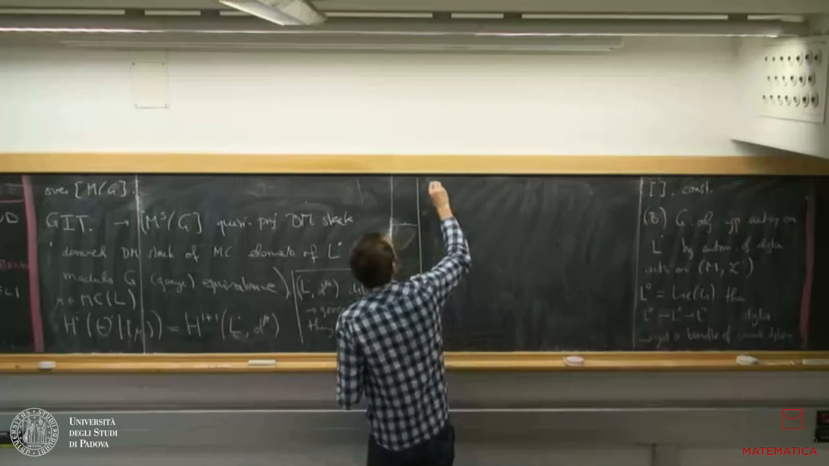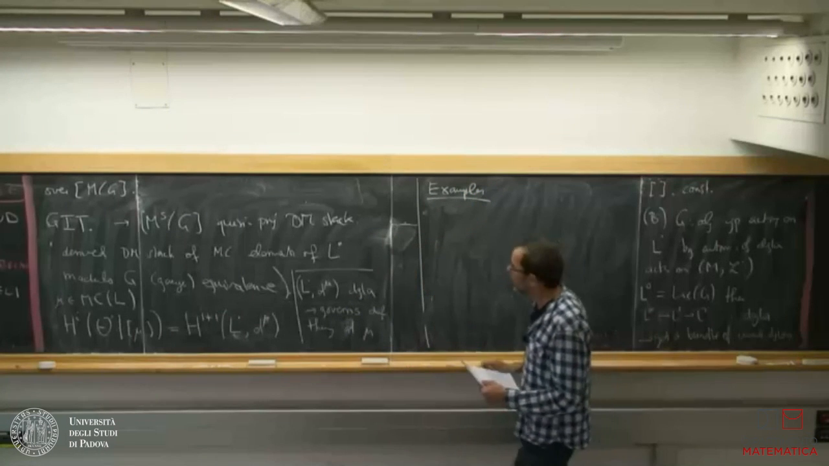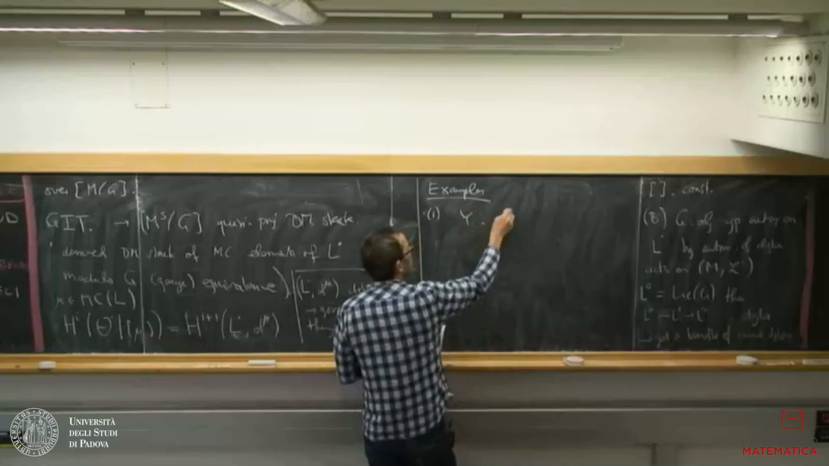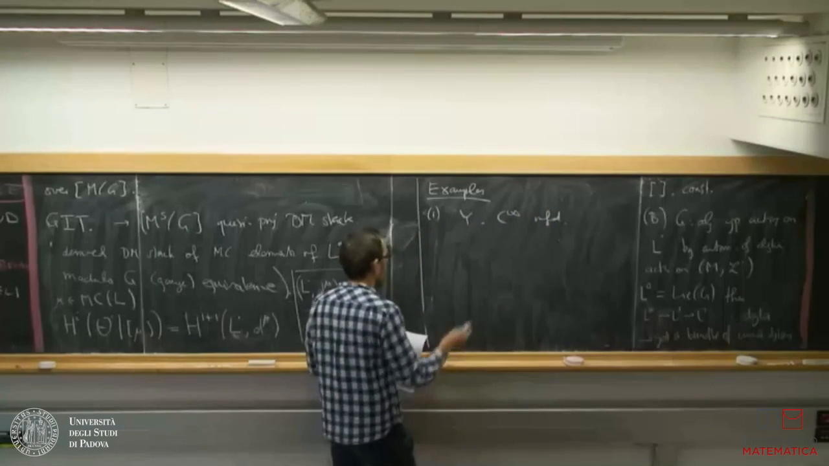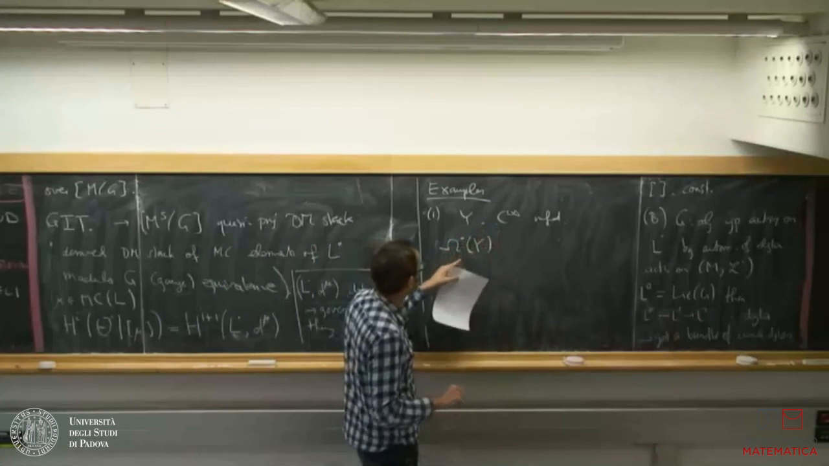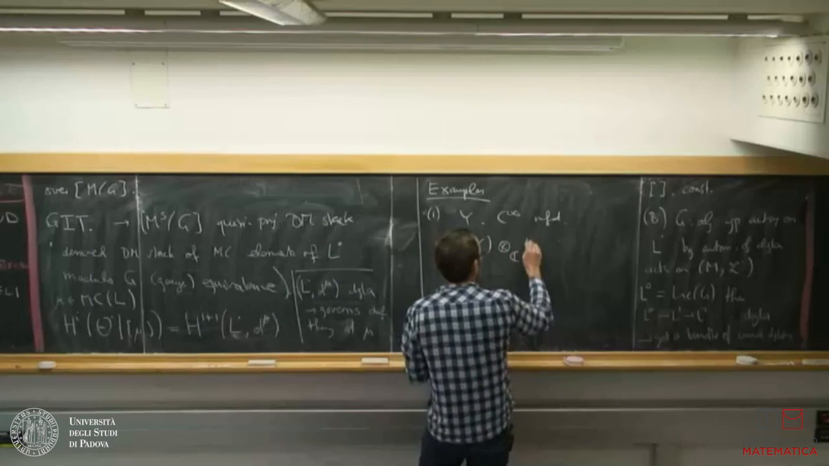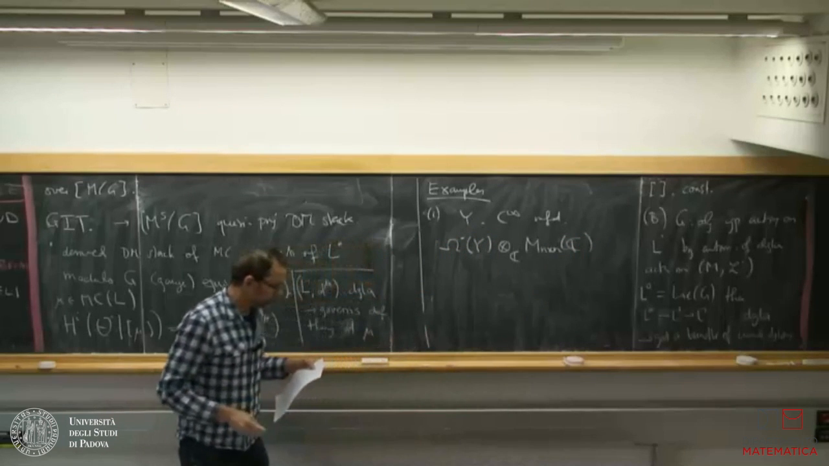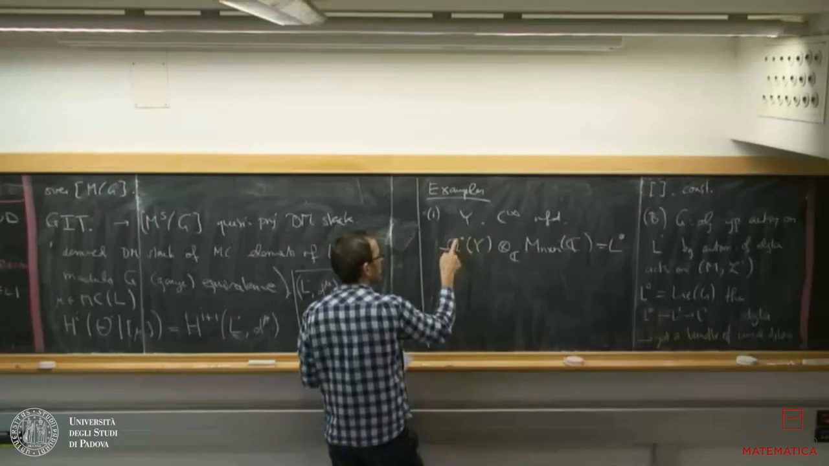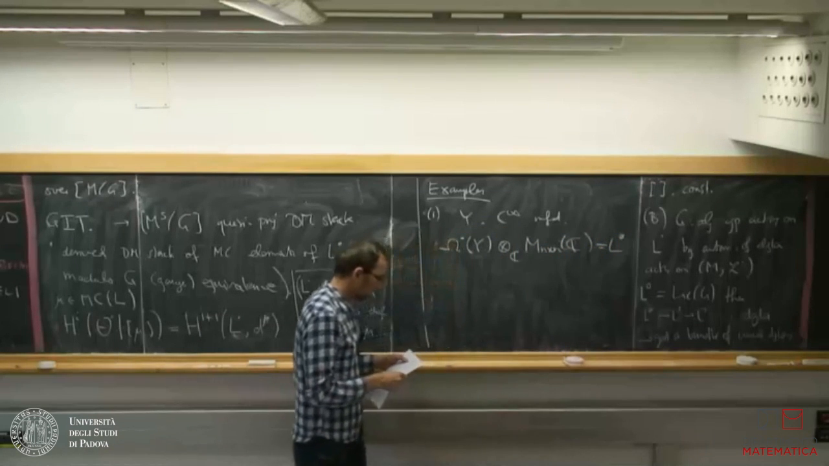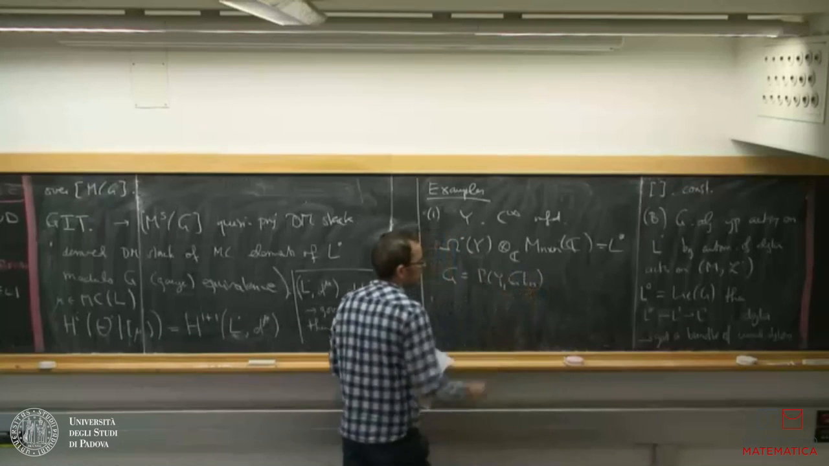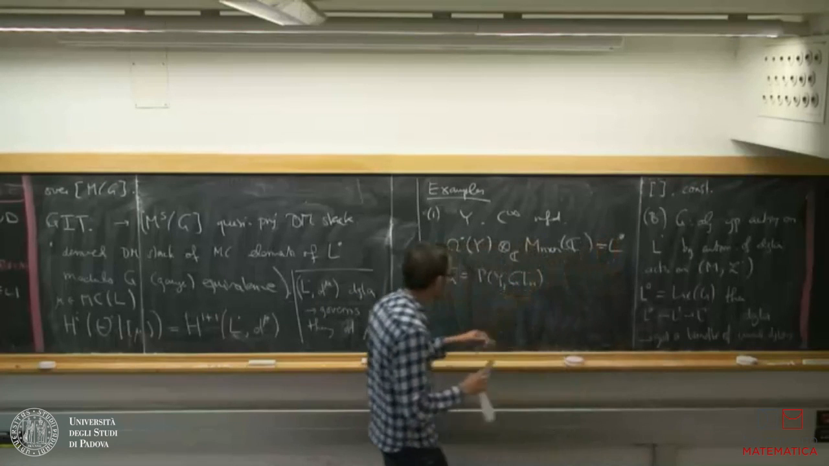So let me give some examples. The first thing is basically a non-example, but it's the main source of the ideas. Let's say Y is a C infinity manifold. I look at the complex of C infinity complex-valued differential forms on Y, and I tensor that over C with the n by n matrices. This is a differential graded Lie algebra: the differential comes from the de Rham differential and the Lie algebra structure from the commutator bracket. I have the gauge group G, the C infinity maps from Y to GL_n, and its Lie algebra is indeed L0.